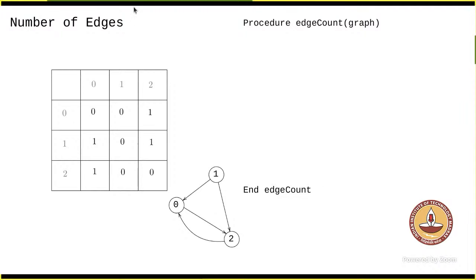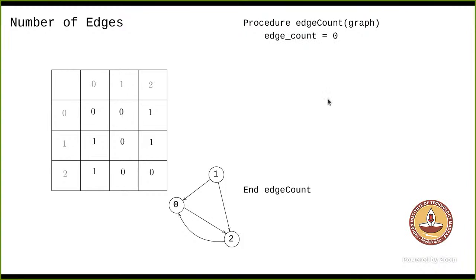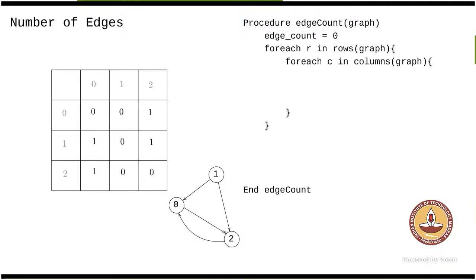this problem where you count the total number of edges in a graph. Let's call this procedure edge count. Edge count is equal to 0, and at the end I'll return edge count. Now, what happens in between? We can iterate through rows and columns: for each R in rows, and for each C in columns, we see if there is an edge. If graph RC equals 1, then edge count equals edge count plus 1.